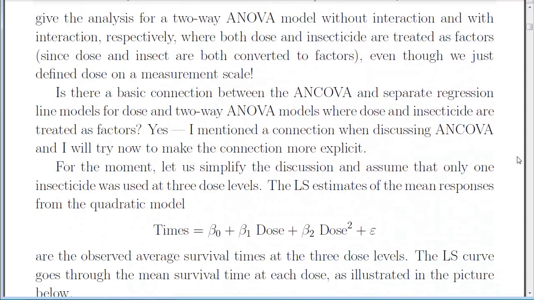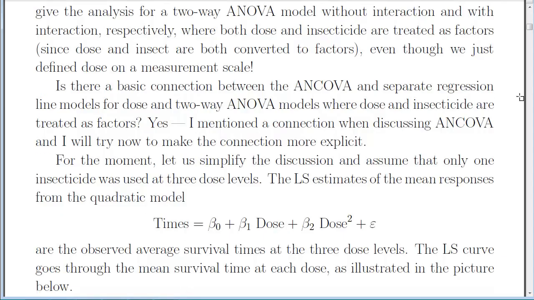So there is a connection between analysis of covariance models where we've got separate regression lines for each dose and two-way Anova models where the dose and the insecticide are treated as factors. That is, there's a relationship between whether you consider them continuously or as categorical. And so I want to show an example of that.